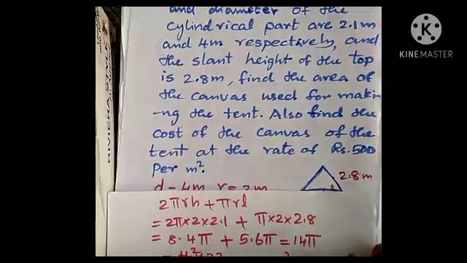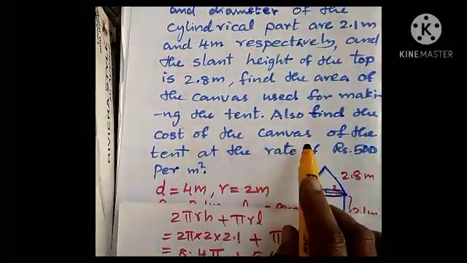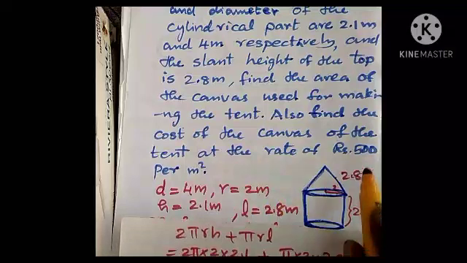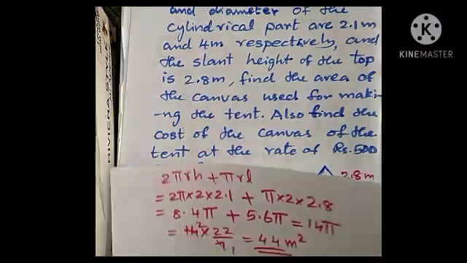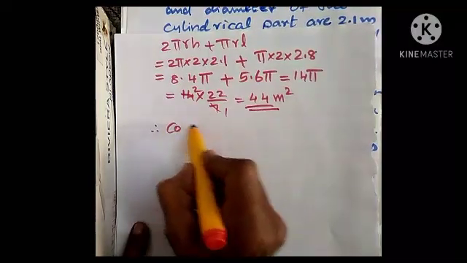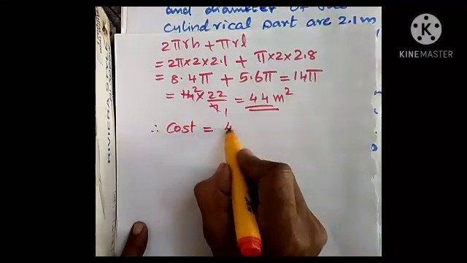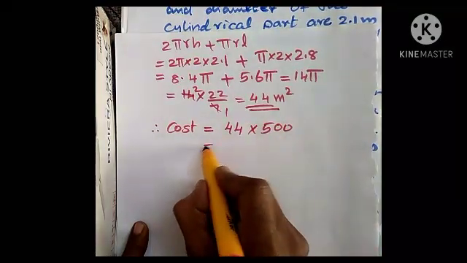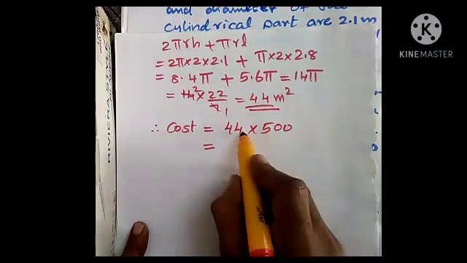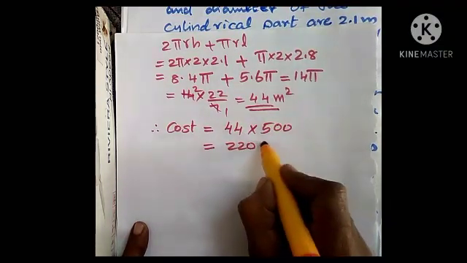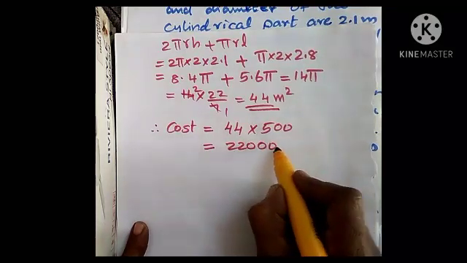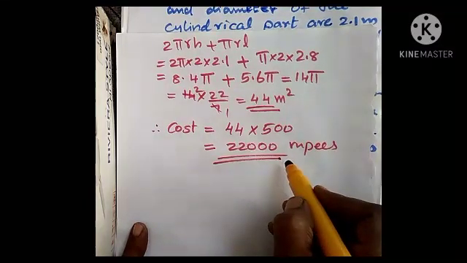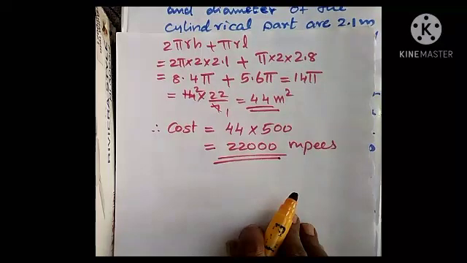Now one more question is there. What is that? Also find the cost of the canvas of the tent at the rate of rupees 500 per meter square. So we have to multiply by the rate. Okay, therefore total cost equal to what? The area 44 into rate 500. That is equal to what? 44 into 5 is 220. Then 2 more zeros. Understand? So this much rupees, 22,000 rupees. That is the total cost of canvas for covering the tent. Understand?